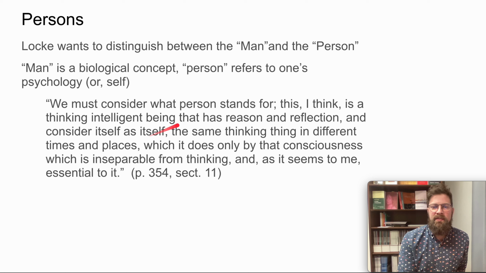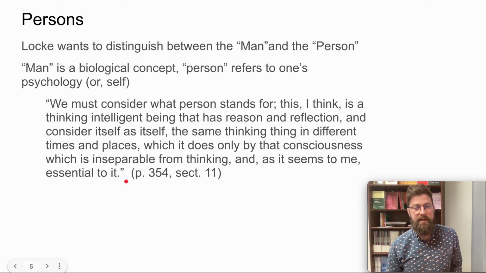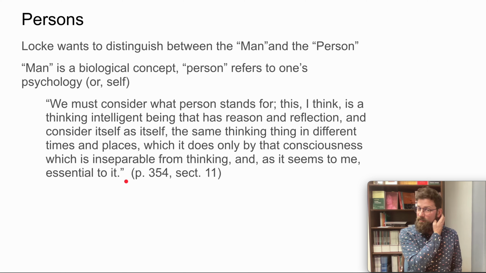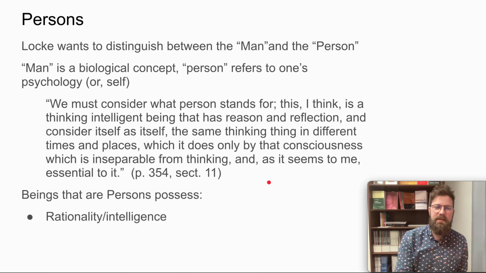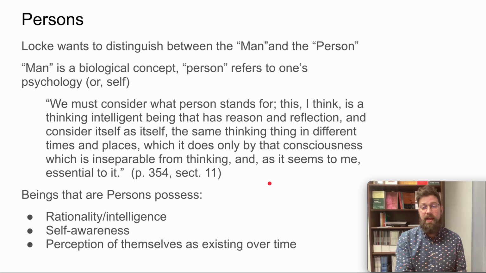So how do you do these things of having reason, reflection, considering yourself as existing over different times and places? Well, you do it via consciousness, which is inseparable from thinking. And Locke says that thinking is essential to it. So that you are a thinking being is the essence of your being a person, which is, in other words, a being with a self. So beings that are persons have rationality or intelligence, self-awareness, and perception of themselves existing over time.